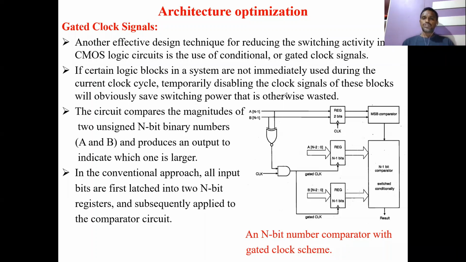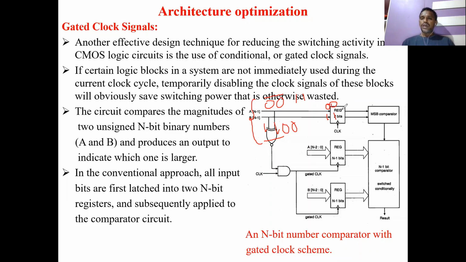Suppose A is 0 0 1 1 and B is 1 1 0 0. We have to compare these two and decide which one is greater, A or B. First, it will send the least significant bits, the last 2 bits 0 0, to this 2-bit register, and at the same time 1 1.